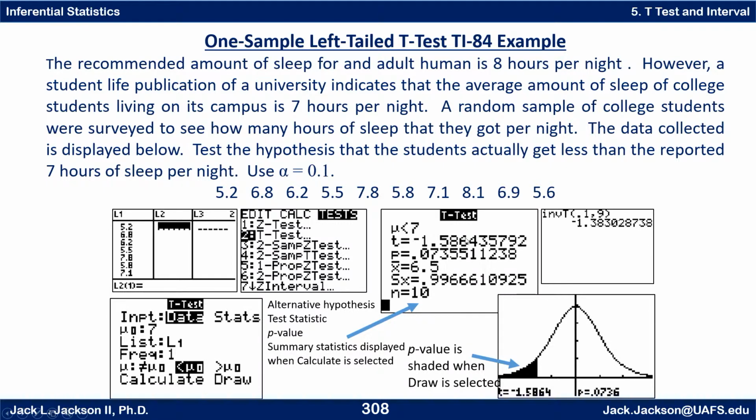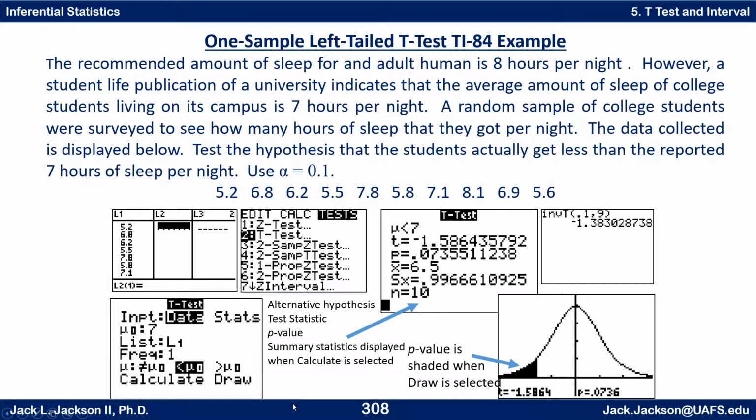If we do Calculate, we get this screen right here, which returns the alternative hypothesis, the t-star test statistic, the p-value, the x-bar value, the s-value, and the sample size. So the sample size is 10. The standard deviation of this sample is about 0.99666. The x-bar, or average amount of sleep for the people in this sample, is about 6.5 hours per night, with a p-value of 0.07355 and a test statistic t-star of negative 1.586.